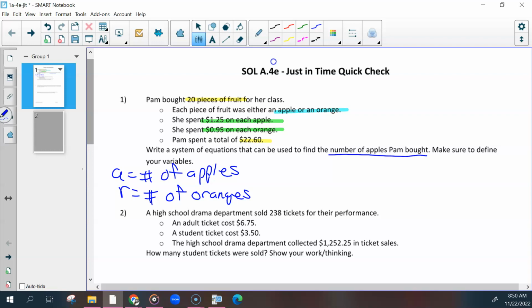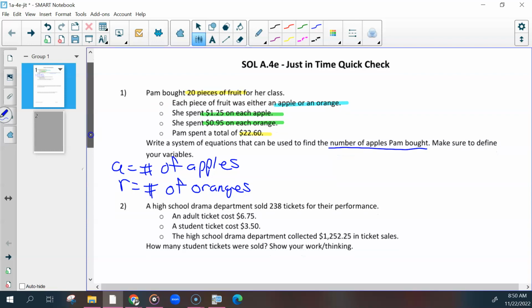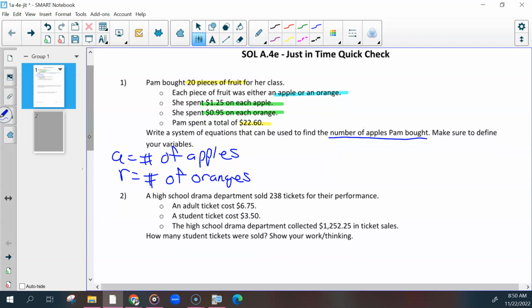You can use whatever variable you want. I just use R. I wouldn't use O because I might confuse it for a zero. Then you need two equations. Your two totals, 22.60 and 20. Money goes with money. So these two need to go with the 22.60.